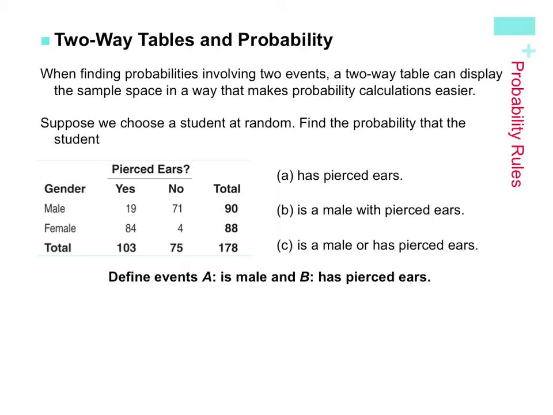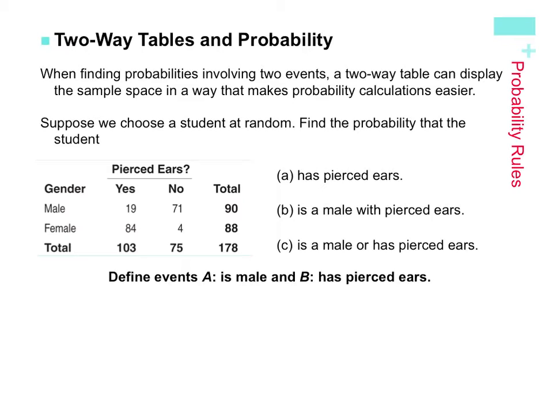Students in a college statistics class want to find out how common it is for young adults to have their ears pierced. They recorded data on two variables, gender and whether they had a pierced ear. For all 178 people in the class, the two-way table below displays the data. Suppose we choose a student at random, we have to find the following three probabilities. We'll define event A as being a male and event B as having pierced ears.